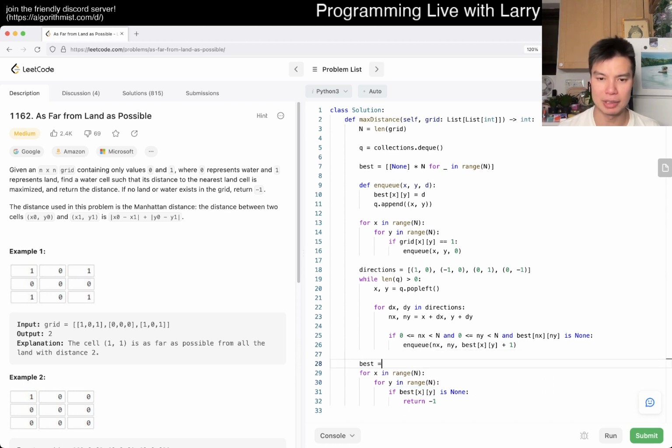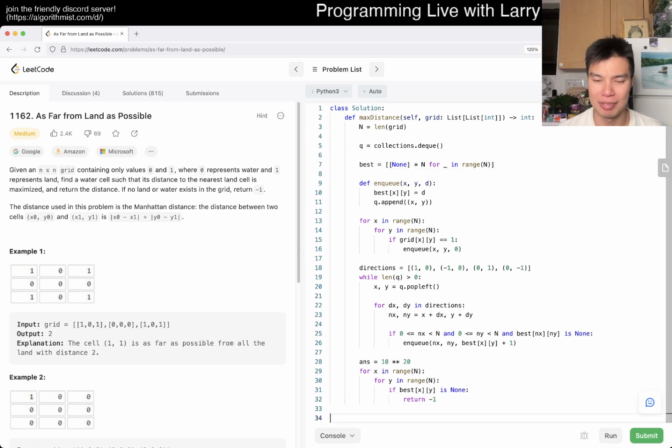So basically, best is equal to some really big number, right? So if this is None, what does this mean? That means there's no land, so we never enqueued anything here, so nothing got popped, so it's all water. You could probably also just check for it with an if statement, because this is maybe annoying to understand the logic for. But yeah, otherwise, ans is equal to min of ans and best of xy.